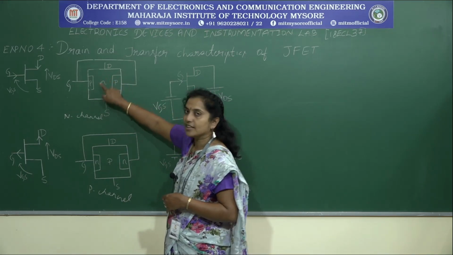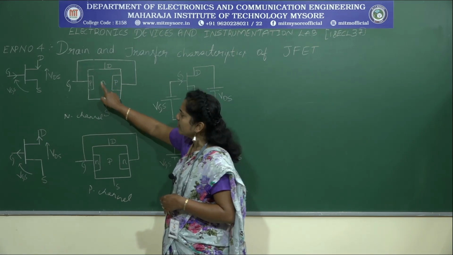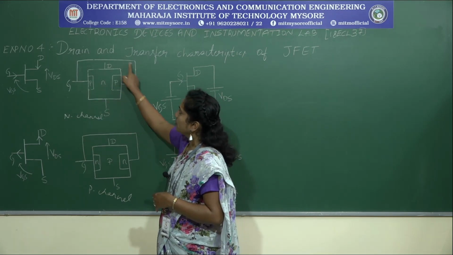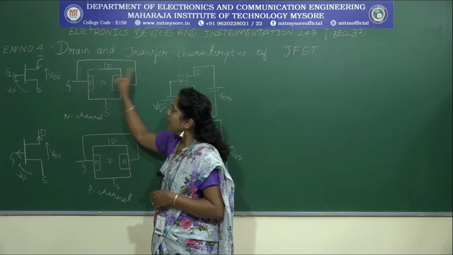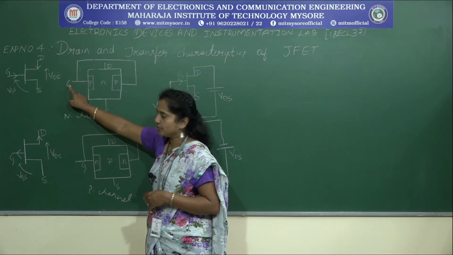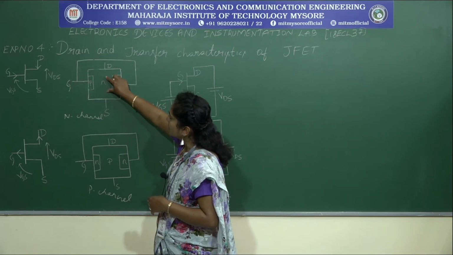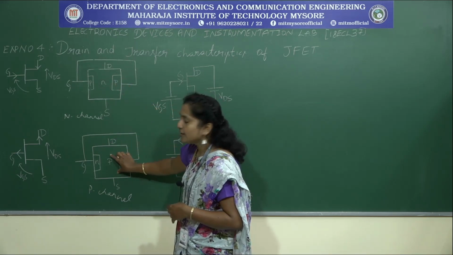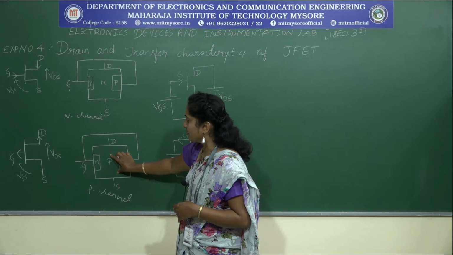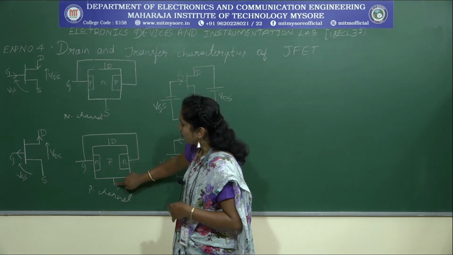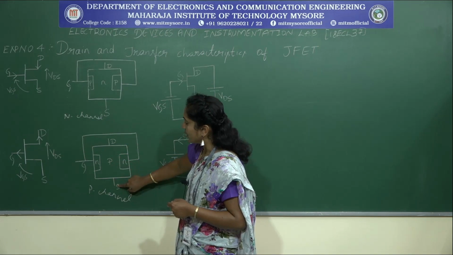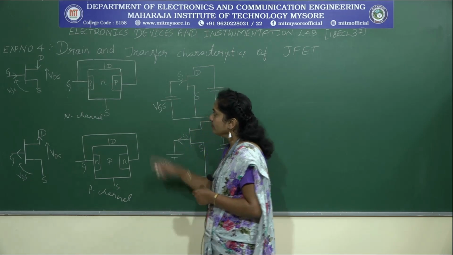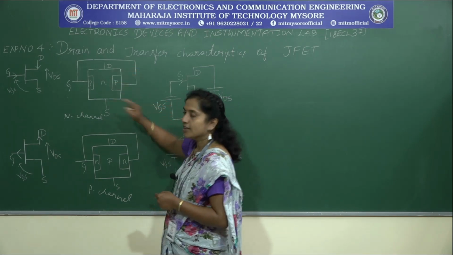The majority carriers are in the N channel FET. There are two P-type semiconductors fabricated together, embedded together, and termed as the gate. The majority portion here is the N channel, which is N-type semiconductor. In the P channel, the majority portion is P-type semiconductor, and the two terminals taken from the majority portion are drain and source. The same is shown in the N channel also.